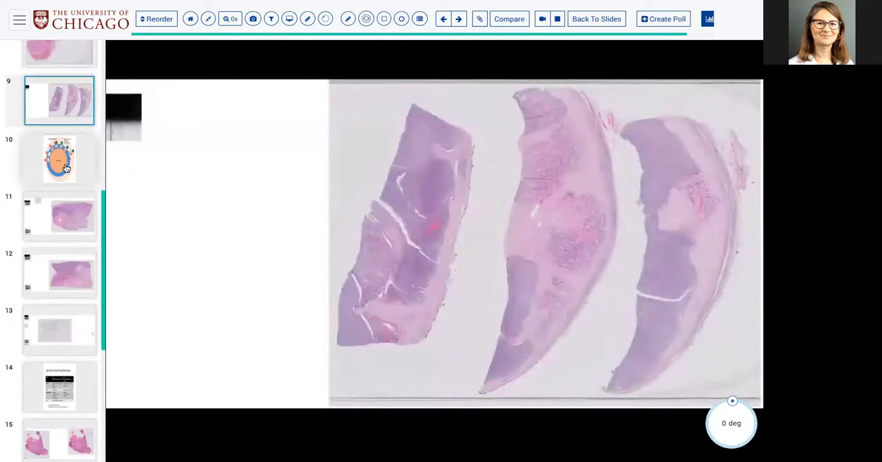Hürthle cell neoplasms don't always maintain the same genetics as follicular neoplasms. They often have nothing. They often have mitochondrial DNA mutations, which we don't assess for. So if you don't find any molecular, don't be surprised. All right, next.